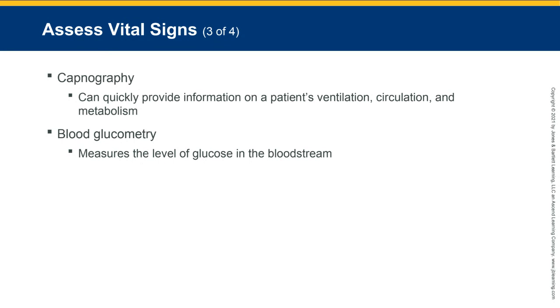So pulse oximetry measures oxygenation. Capnography measures the level of CO2 that is being retained or removed from the body. Blood glucometry or random blood glucose will measure the level of glucose in the bloodstream, which is very important when you have a patient with altered mental status or a patient who is not responding. Glucometer reading is going to be very important.